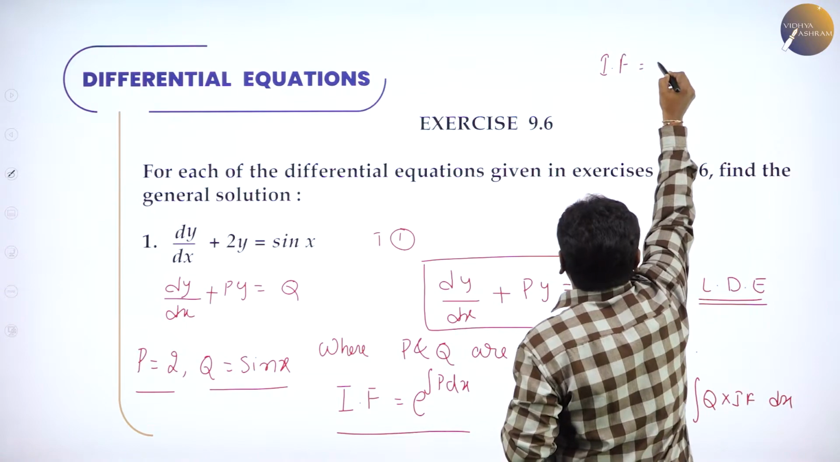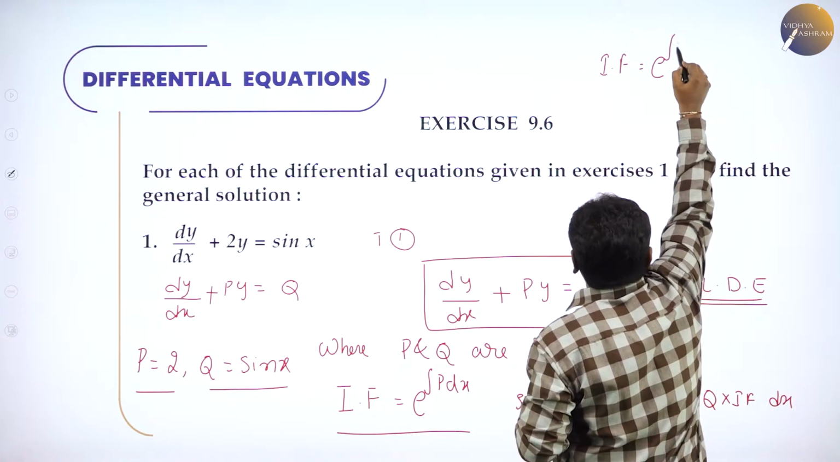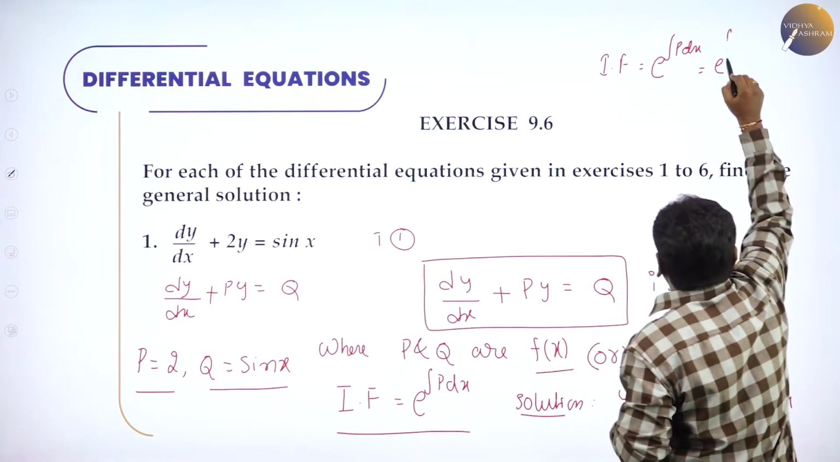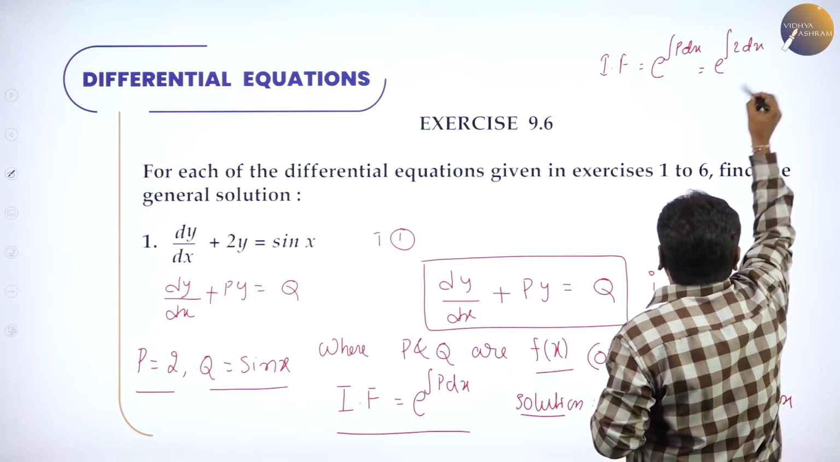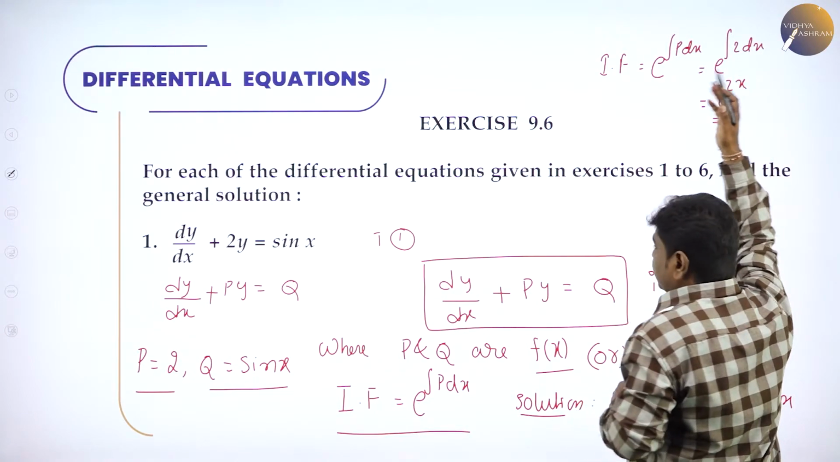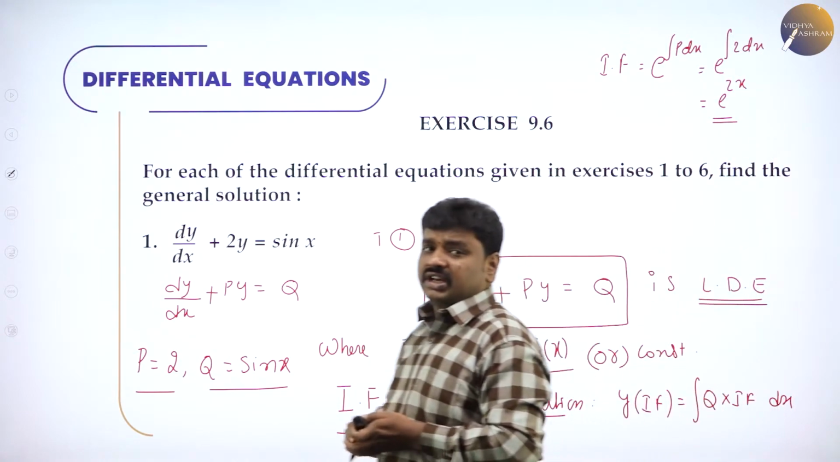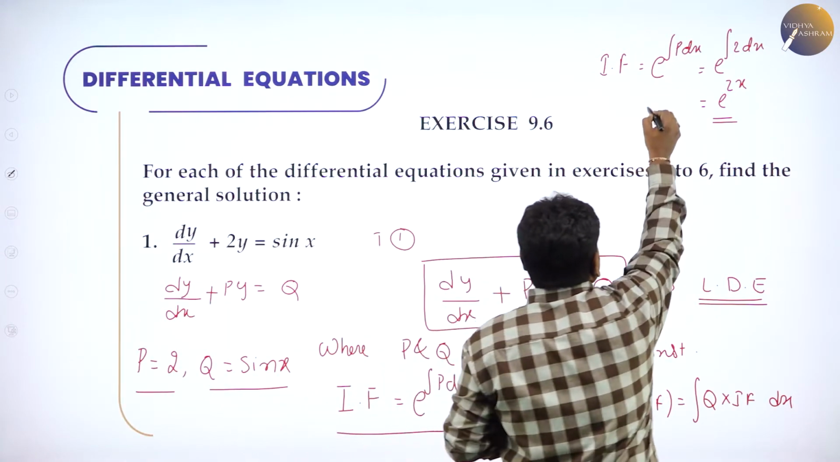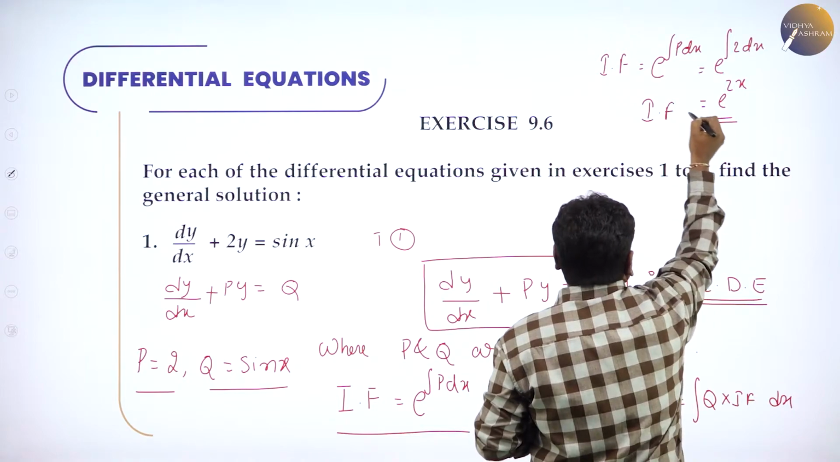Then find what? Integrating factor. What is IF? E power integration of p dx. That is e power integration of 2 dx. So e power integration of 2 dx is 2x. And we should not put plus c because at the end we'll include the integral constant. So first your job is to get the integrating factor. So now I got integrating factor. What is the integrating factor?